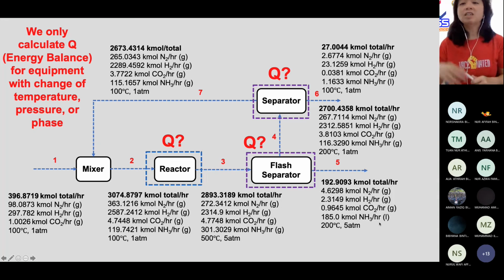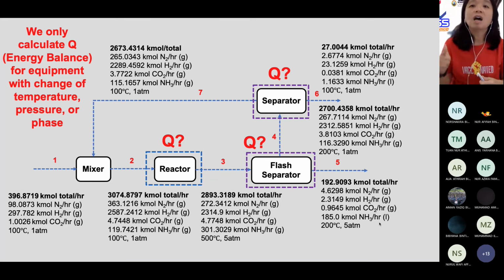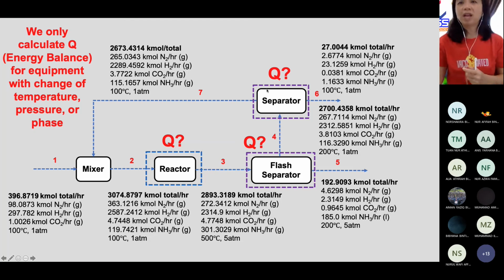Suhu pun 200 Celsius, change of temperature, pressure maintain. So perubahan salah satu daripada temperature, pressure or phase, you already have to calculate the Q. So for this case, ada perubahan temperature, you got the change of phase, you have to do the energy balance for flash separator. So on to the second separator at the top, there are changes of temperature, there are changes of phase, there are no changes of pressure, but ada perubahan suhu, ada perubahan fasa, you already have to do the energy balance.